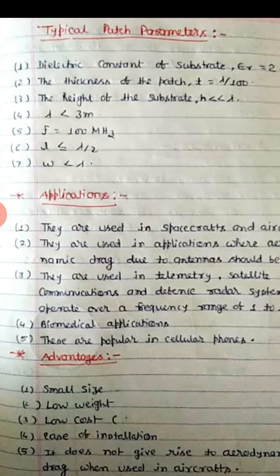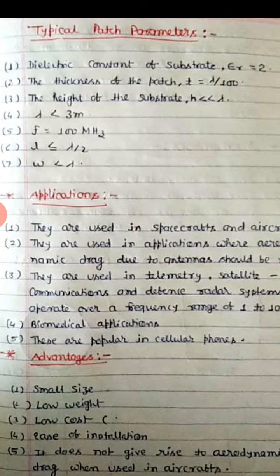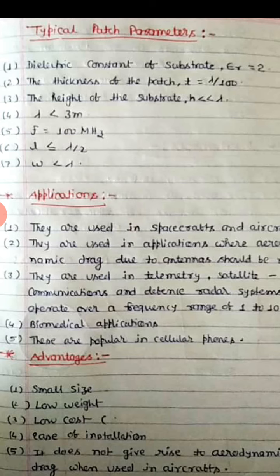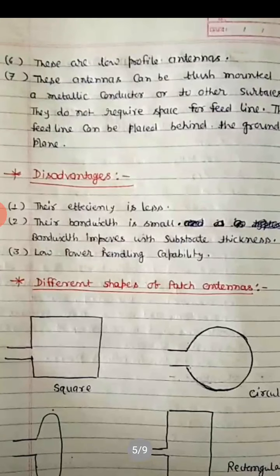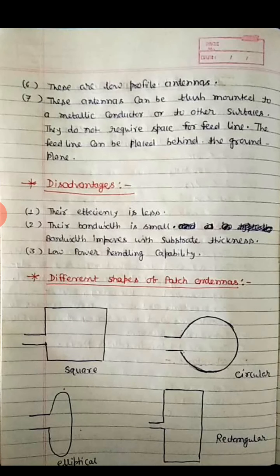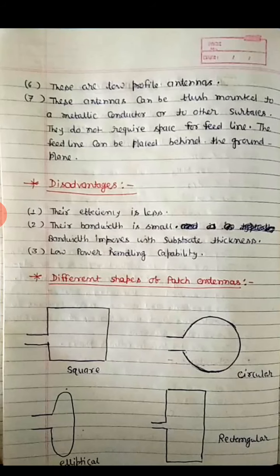Advantages: small size, low weight, low fabrication cost, ease of installation. It does not give rise to aerodynamic drag when used in aircraft. These are low profile antennas. These antennas can be flush mounted to a metallic conductor or to other surfaces. They do not require space for the feed line. The feed line can be placed behind the ground plane.